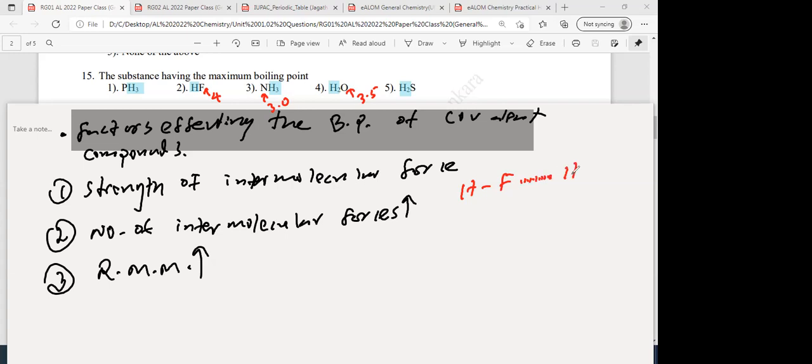Strong intermolecular forces, we call it dipole-dipole interaction. When the electronegativity difference becomes very high, then we call it hydrogen bonding. So between HF molecules there is hydrogen bonding. Hydrogen bonds are very strong compared to the other intermolecular forces. Then the next one is the water molecule. Among water molecules also there are strong intermolecular forces.